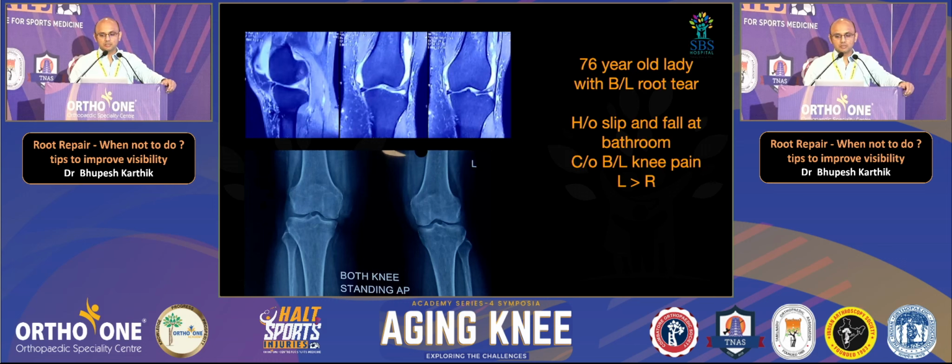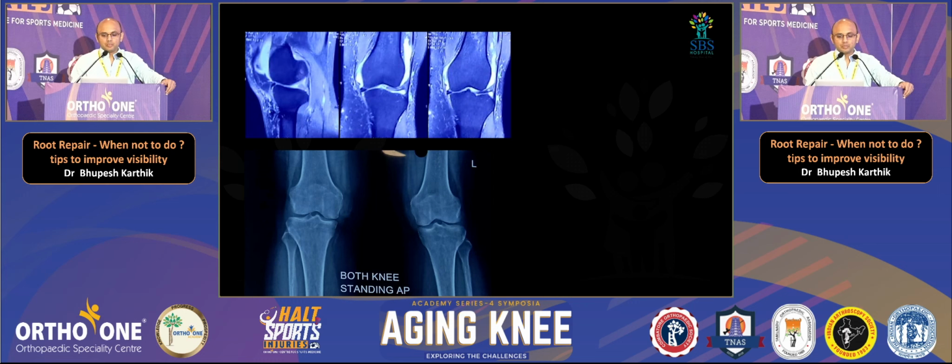Another lady, she is 76-year-old, bilateral root tear following a fall in the bathroom, which was 6 months back. Now she has left more than right knee pain. You can see the meniscus is extruded, ghost sign is there, and alignment and knee for 76 years looks okay, but it is more than 6 months and she is 76-year-old, and because bilateral knee is involved, you are worried. So what do you do here?